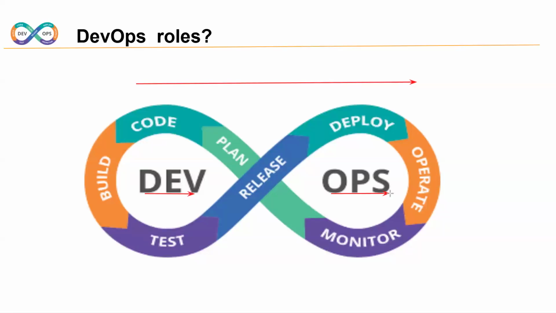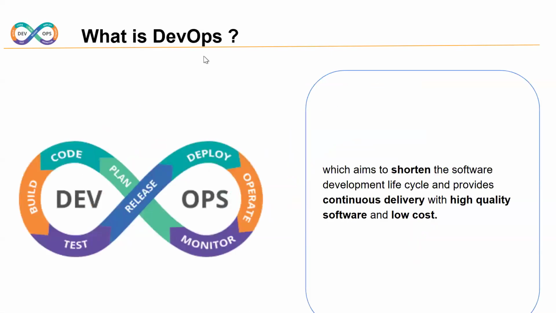Tell me, is DevOps a technology like Java, .NET, Python, ETL? No, it is not like that. It is not a tool. It is not a technology. DevOps is a process. DevOps is an automated process.